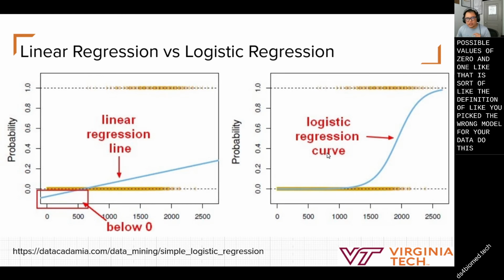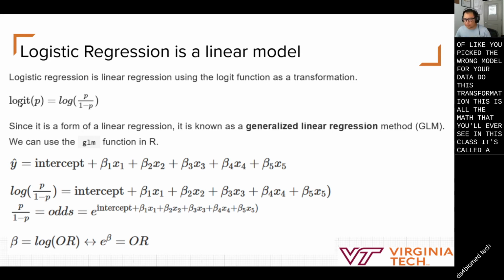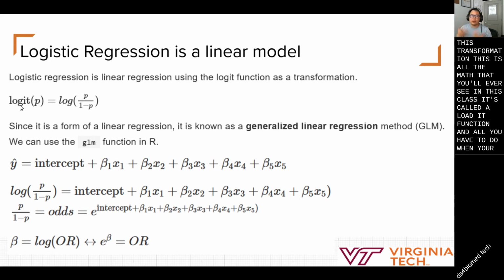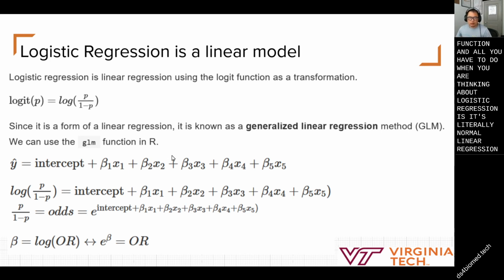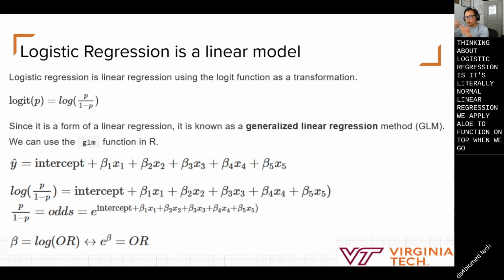So this transformation, this is all the math that you'll ever see in this class. It's called a logit function. And all you have to think about with logistic regression is that it's literally normal linear regression, and we apply a logit function on top. When we go and interpret the values again, we have to undo bits and pieces of that logit function.